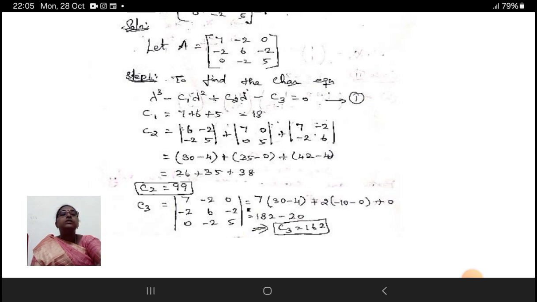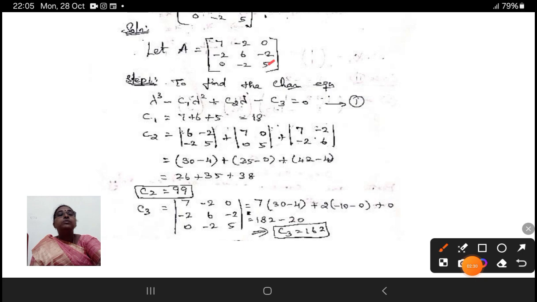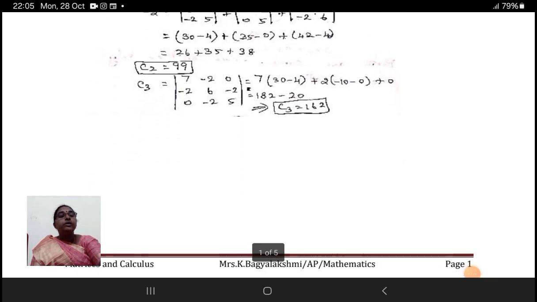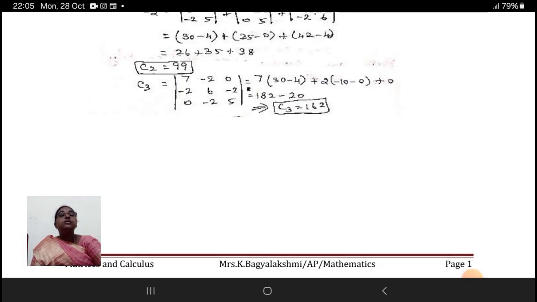Next, the third diagonal element is 5. Omit its row and column, write the remaining 4 values here and get the value of this minor. Now we have the values of these 3 minors. Adding them together, we get the c2 value. And c3 is the determinant of A.